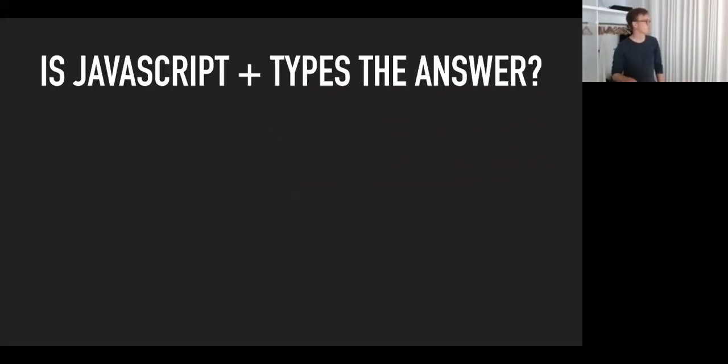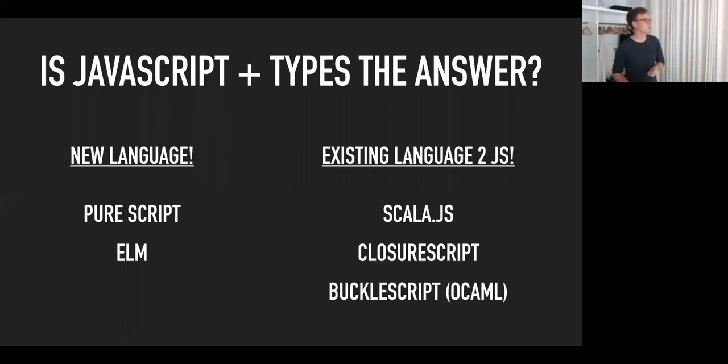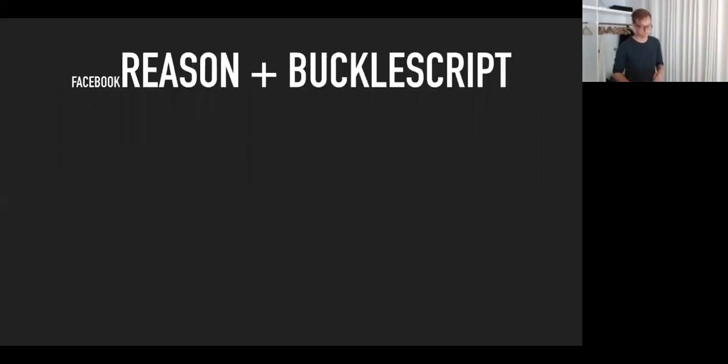That's nice. But some might ask the question, is JavaScript plus some types really the answer here? And a lot of people have investigated that, just building a whole new language like PureScript or Elm, where we can avoid some of these errors. Or maybe just because you know Scala already, or Clojure, or OCaml, then why not write it in OCaml? So that's what Facebook is doing.